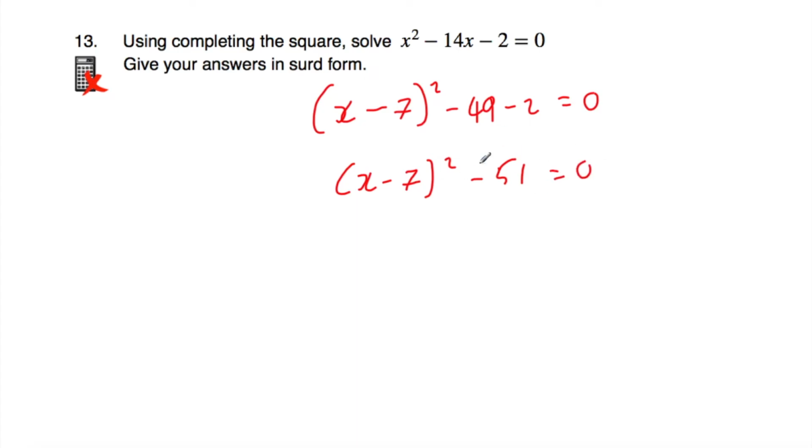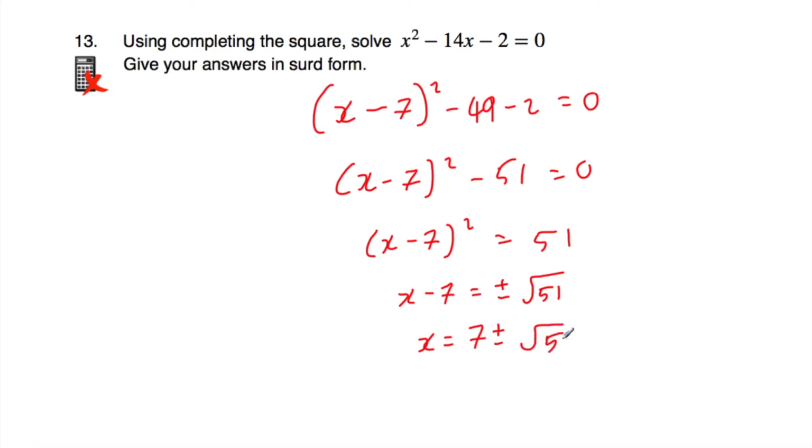Now we want to solve this, so let's add 51 to both sides. On the left hand side we'd have x minus 7, close bracket, squared, and on the right hand side that's equal to 51. Now we want to get rid of the squared, so x minus 7 is equal to plus or minus the square root of 51. Then we just need to add 7 to both sides, so x equals 7 plus or minus the square root of 51. That means our two solutions are x equals 7 plus the square root of 51, or x equals 7 minus the square root of 51. And that's it.